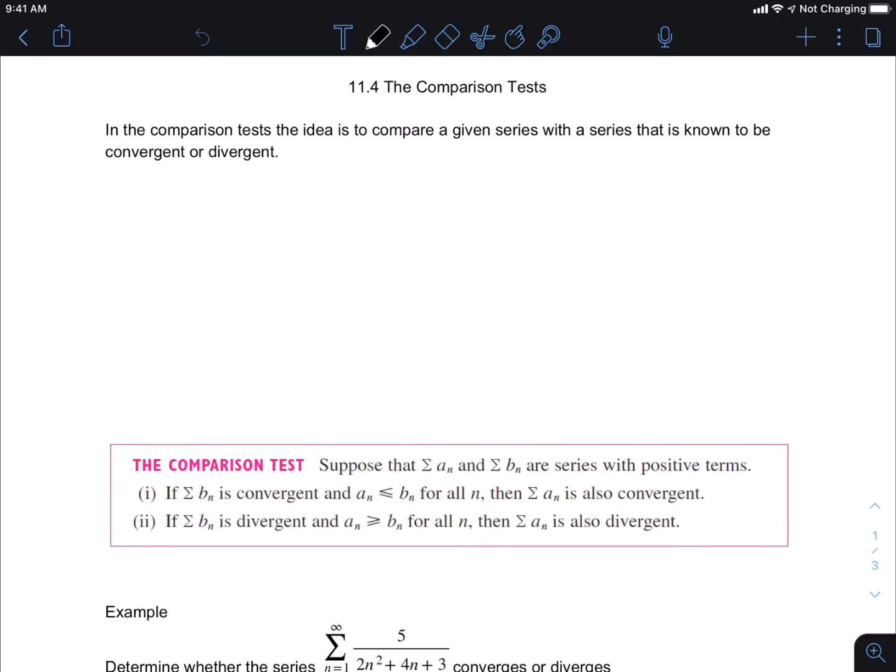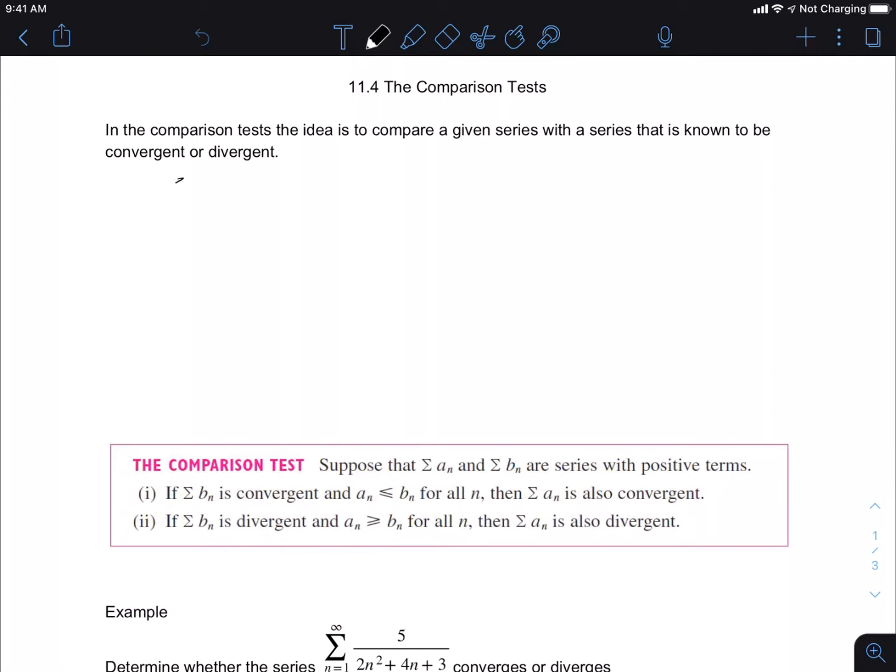Hello class, today we're going to go over 11.4, the comparison test, and exactly what you're thinking is what we're going to be doing here. So we're going to be comparing, so let's get to it. An example of what we're going to do is something like this.